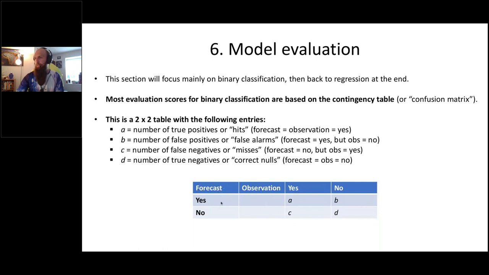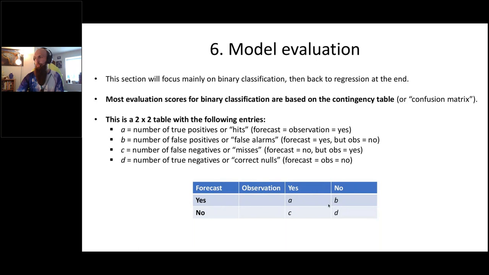So you've got the columns and the rows. The columns are telling you what the observation was, so whether the event occurred or not. So we'll stick with the tornado example. So the columns are telling you whether a tornado occurred or not, and the rows are telling you what the forecast was. So if you're in the yes and yes cell, that means that the forecast was yes and the observation was yes. So that's a hit or a true positive.